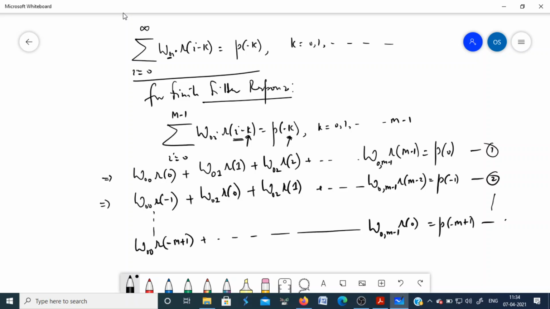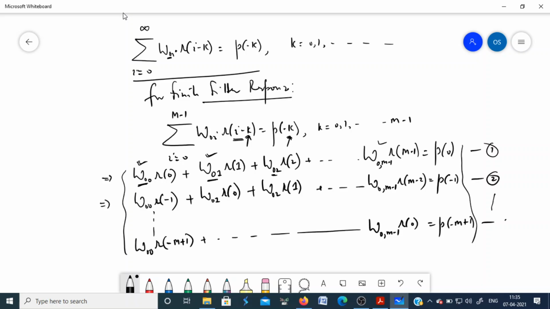So you have basically a set of M linear equations with M variables. What are the variables? The variables are these filter weights W0, W1, W2 up to W(M minus 1). So if R0, R1, R2, up to R(M minus 1) are given to you, and P0, P of minus 1, up to P of minus M plus 1 are given to you, you can solve this set of linear equations. We can find a solution for these filter weights.